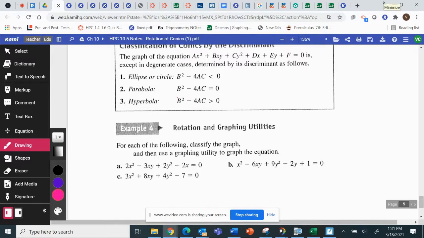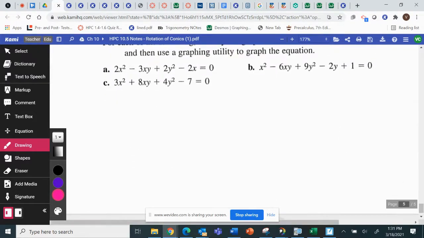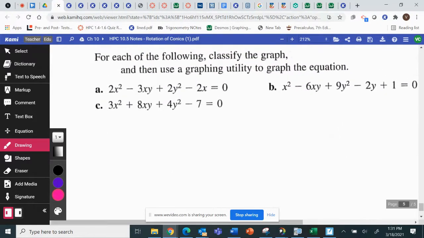All right, so the last section is, I want you guys to try this. I want you to classify the conic first, and then use conic P to graph it, okay? Classify the conic and then use conic P to graph it.